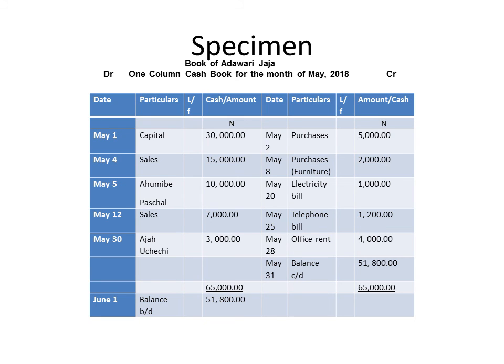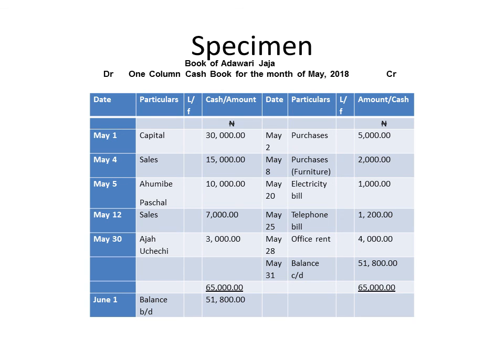Now you see the name, the sole proprietor here is Adewari Jaja, and that's why we say book of Adewari Jaja, and the title of the account, you see one column cash book, and it's for the month of May 2018. Now you see the debit side is there, and we have the credit side. If you check the date column, it is to recognize the dates on which each of the transactions took place, and you see the items that we have on the debit side. We have capital, you have sales. We received money from Ayume Pascal, we sold goods, and we received money also from Aja Uchechi, and that's why these items are appearing on the debit side. And you see the items appearing on the credit side. We have purchases, purchase of furniture, electricity, we paid for it, telephone, office.